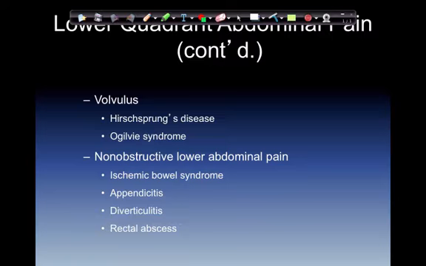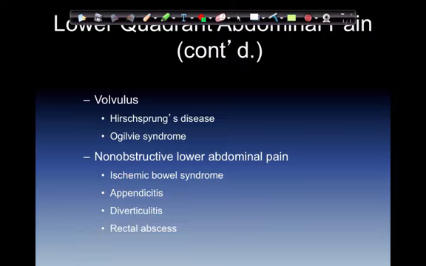Non-obstructive lower abdominal pain, things like ischemic bowel syndrome. Arterial occlusion secondary to a rupture of an atherosclerotic plaque cuts off blood supply to a section of bowel. Generally occurs in the superior mesenteric artery. Appendicitis, inflammation of the vermiform appendix, or appendix. Surgical emergency. If left untreated, the appendix could rupture, causing peritonitis and other complications.